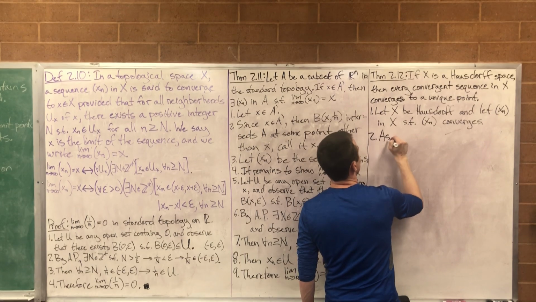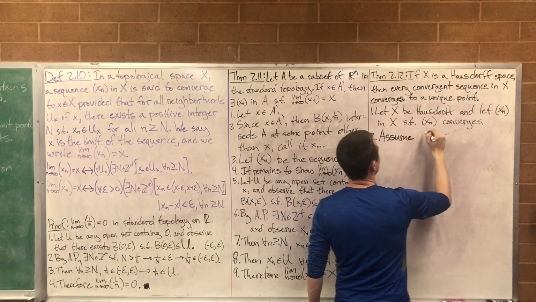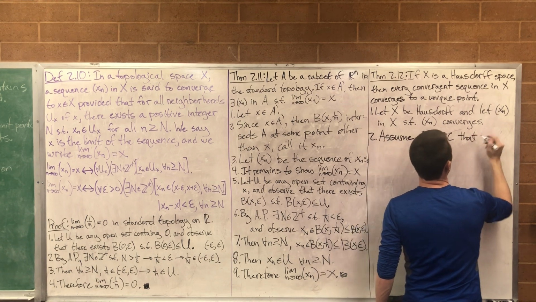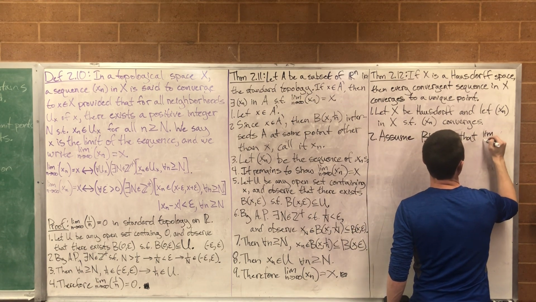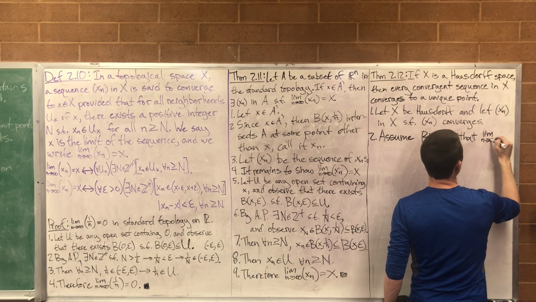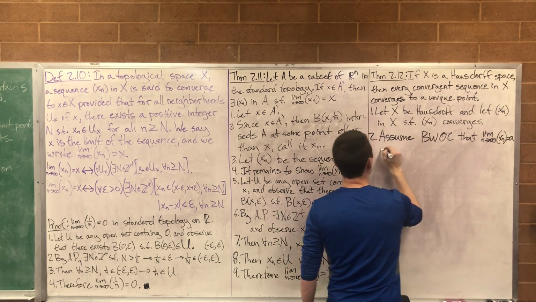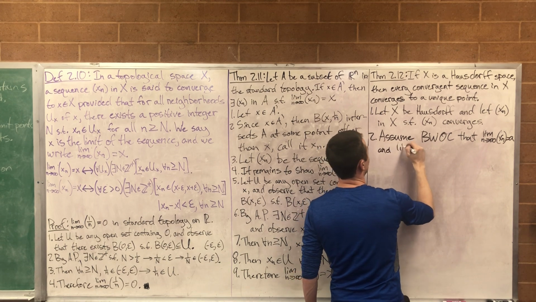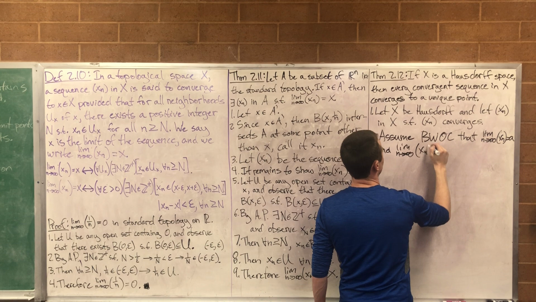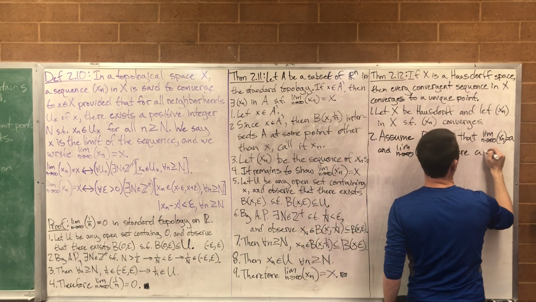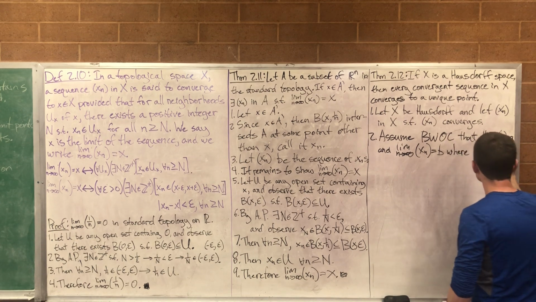Assume, by way of contradiction, that the limit as n goes to infinity of xn is equal to a, and the limit as n goes to infinity of xn is equal to b, where a and b are not the same point, right?